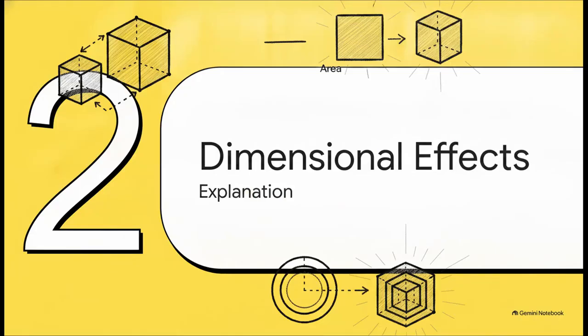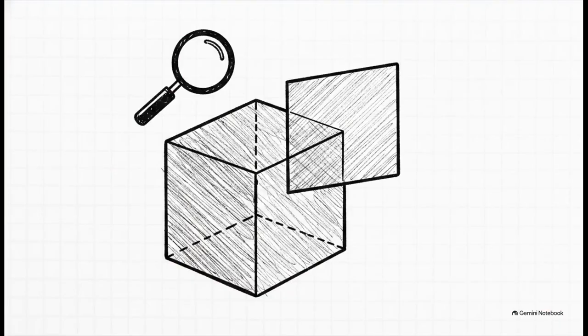Moving right along to Section 2, the dimensional effects explanation. To really wrap our heads around these rules, we need to start small, like microview small. Imagine a simple unit cube. Every single side length is exactly 1 unit. Now, if we calculate the area of just one flat face of this cube, it's 1 times 1, which is just 1 square unit. And since a cube has 6 identical faces, the total surface area is 6 square units.